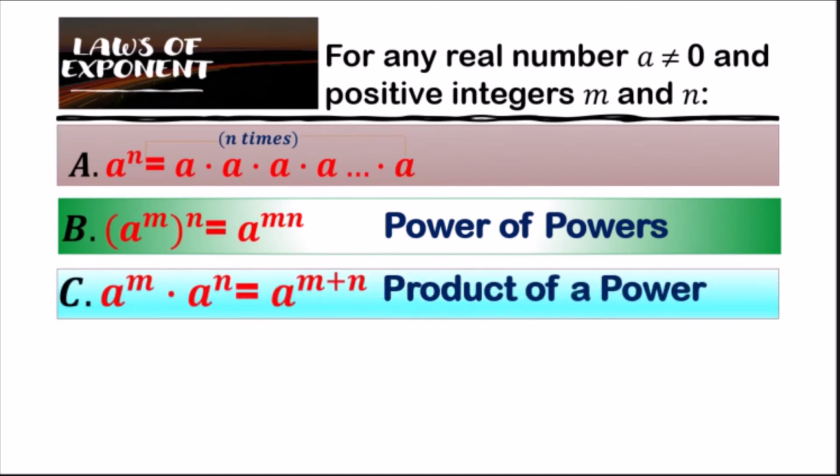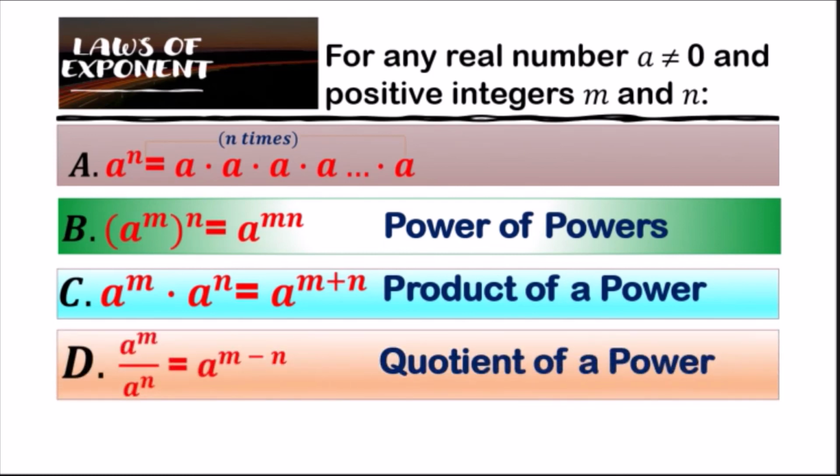And for our next law, product of a power states that a raised to m times a raised to n is equal to a raised to m plus n. Just simply copy the base and add the exponent. And for our fourth law, the quotient of a power states that a raised to m divided by a raised to n is equal to a raised to m minus n. You simply copy the common bases and subtract the exponent.